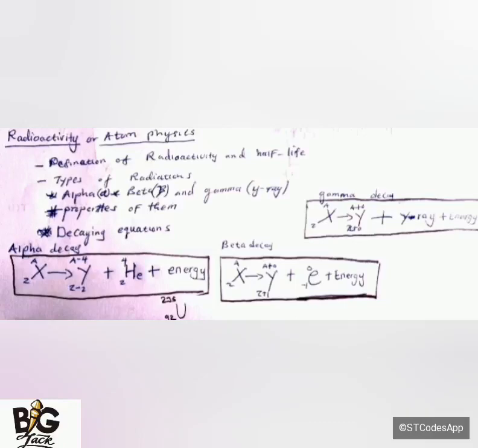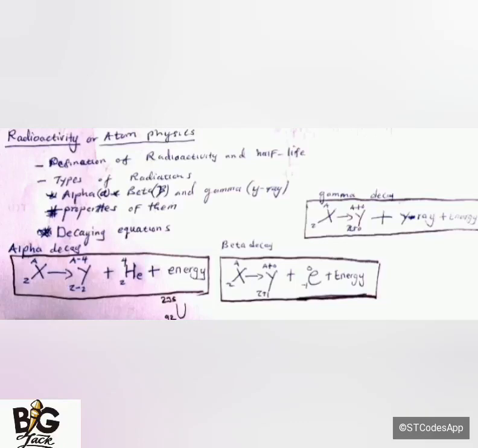A is representing the mass number or the nucleon number. So in an exam they can say define nucleon number. The nucleon number is the total number of protons and neutrons in the nucleus of an atom. As for the alpha decay, the mass number is going to remove 4, which is the mass number of helium. So the mass number will subtract 4.